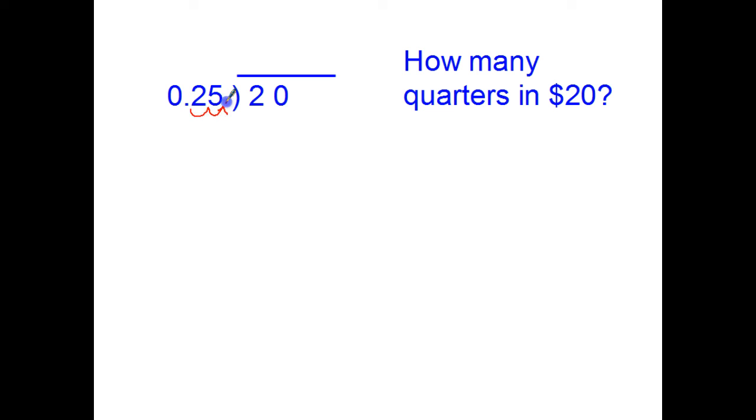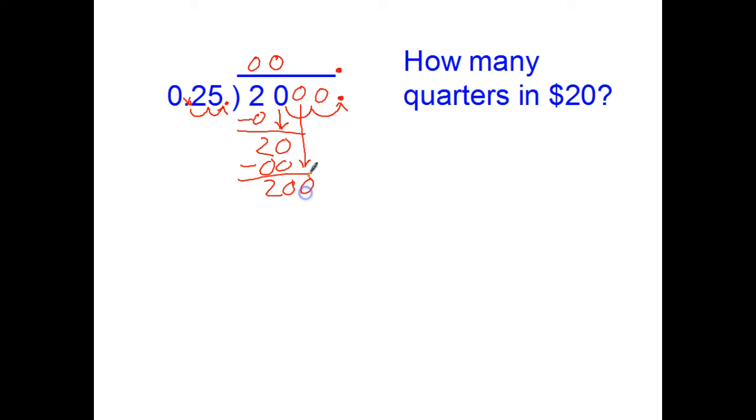Move over 1, 2 spots. So I got 2 more zeros there. How many 25s in 2? None. How many 25s in 20? Still none. That seems confusing to some people, but right now it's going to make sense to you when you finally get an answer.